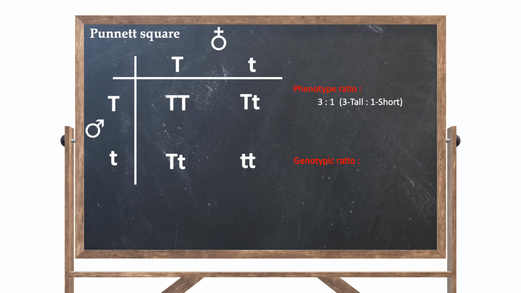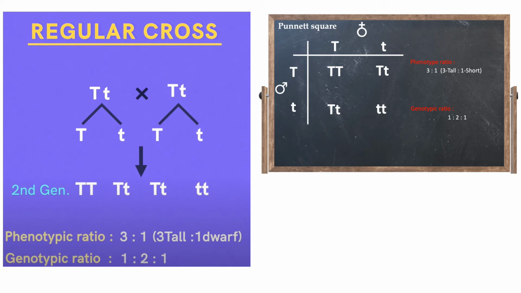So what about the genotype? There is one homozygous tall, two heterozygous tall cases, and one homozygous recessive case. So the genotypic ratio will be 1 is to 2 is to 1. We get exactly the same results that we obtained on crossing the F1 previously. So this is how the monohybrid cross can be carried out by using the Punnett square method.